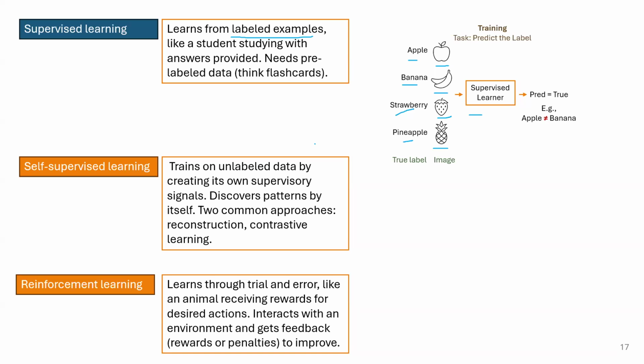A human didn't have to hand label, but use scrape from the internet. Train on unlabeled data by creating its own supervisory signal. I hope that is clear to you. Discovering patterns by itself. Two common approaches: reconstructive and contrastive learning.